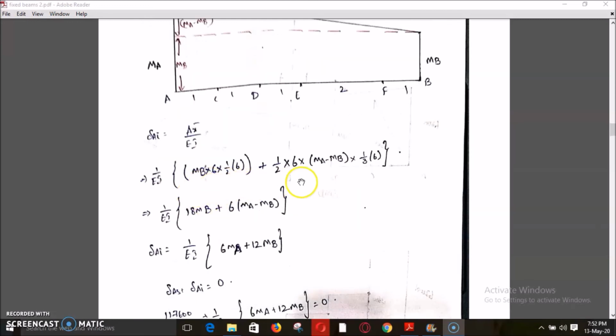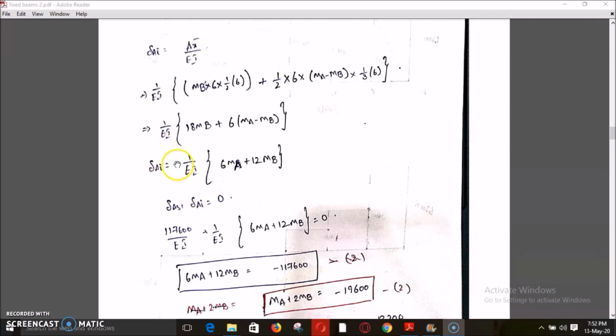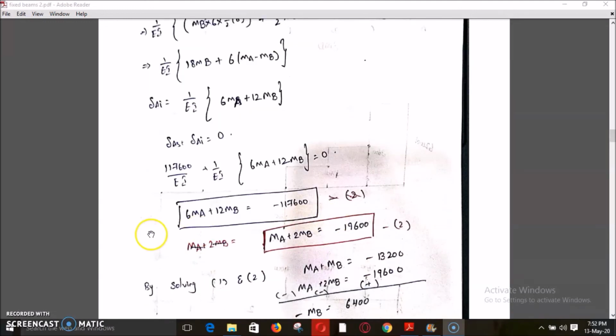By calculating these values, I got 1 by EI into 18 MB, and this value as 6 into MA minus MB. So by solving this, delta AI is 1 by EI into 6 MA plus 12 MB. So now the second compatibility equation is delta AS plus delta AI is equal to 0. By substituting the delta AS value and delta AI value, this is the delta AS value 117,600 by EI, and the delta AI value is 6 MA plus 12 MB by EI, equal to 0. So by substituting these values and solving, I got another equation, that is MA plus 2 MB is equal to minus 19,600.